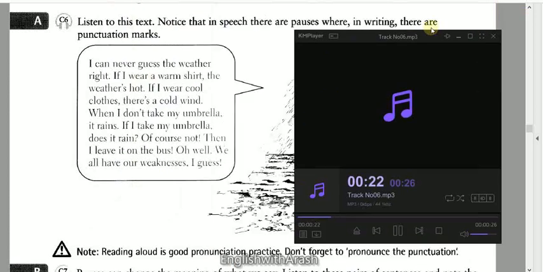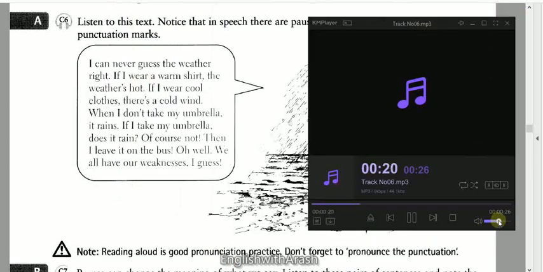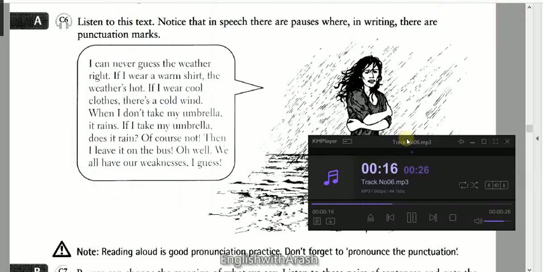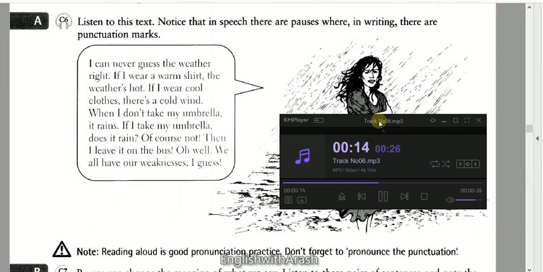I can never guess the weather right. If I wear a warm shirt, the weather's hot. If I wear cool clothes, there's a cold wind. When I don't take my umbrella, it rains. If I take my umbrella, does it rain? Of course not. Then I leave it on the bus. Oh well, we all have our weaknesses, I guess.